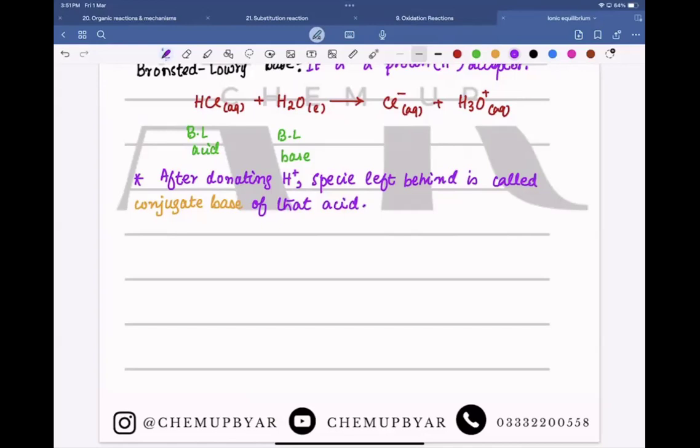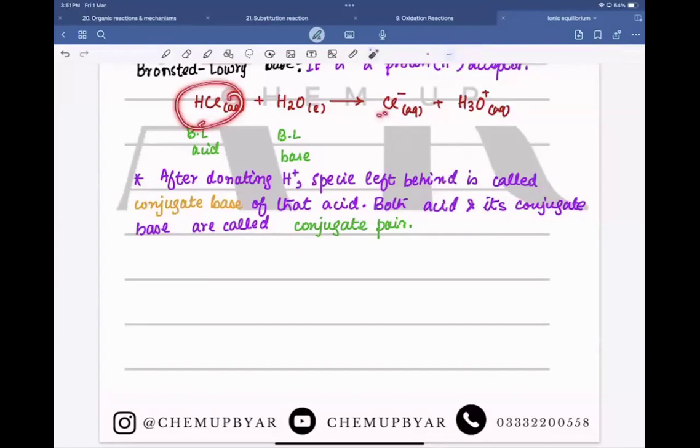Is this understandable to all of you? And then both the acid, which is the Bronsted acid, and its conjugate base are called a conjugate pair. So see, this is the one which loses the hydrogen ion. On losing the hydrogen ion, chloride ion would be left. So it is the conjugate base of this acid, and both are collectively called a conjugate pair.